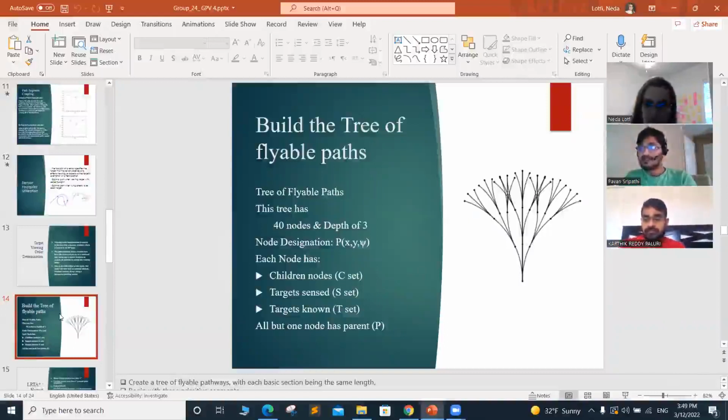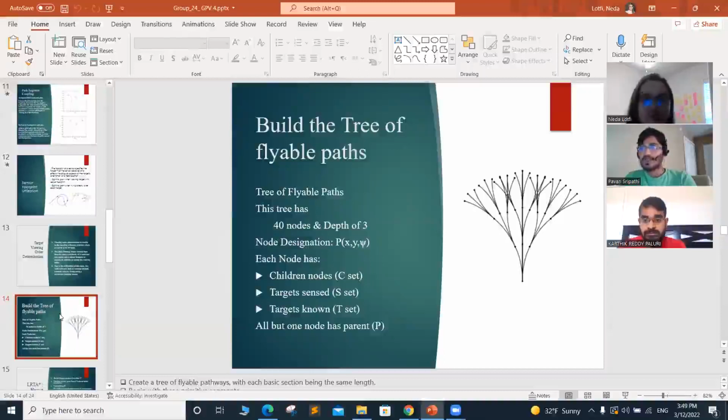And the next slide deals with building the tree of flyable paths. This tree has a total of 40 nodes, as you see in the figure on the right side, followed by a depth of 3. The destination node will be P of x of 5, flag. Each node has children nodes as a C set, target sensor as an S set, and target nodes as a P set, and for all we have one parent node as P.